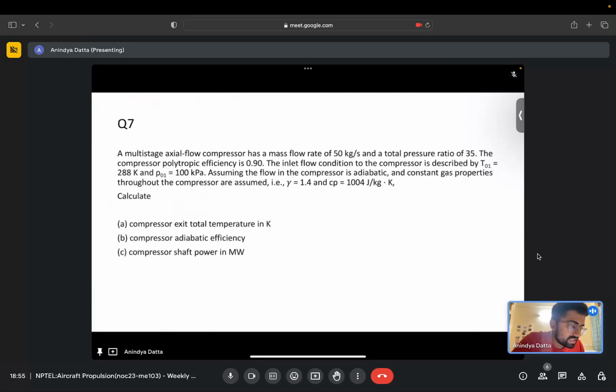So we have a multi-stage axial flow compressor, which means that the compression is happening in different stages. We have a mass flow rate of 50 kg per second, so m dot air is 50 kg per second. The total pressure ratio is 35, which means the compression is happening in different stages, and that's why we are able to achieve such a high pressure ratio. So rp is 35. The compressor has a polytropic efficiency of 0.9, so eta c infinity is 0.9.